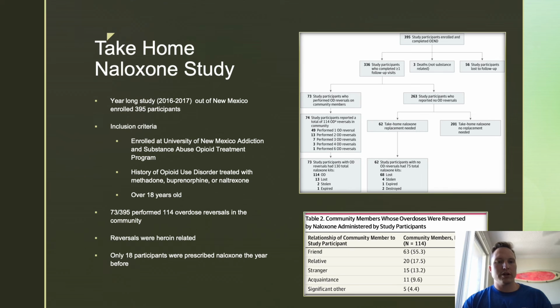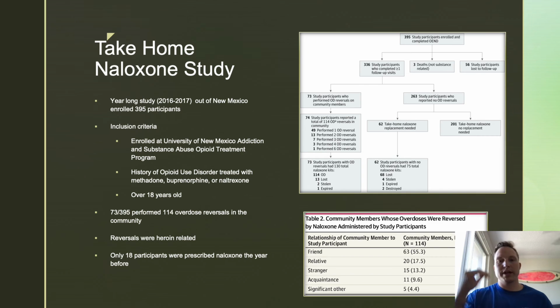So here's another take-home naloxone study. This was done in 2016 through 2017 in New Mexico. They had 395 participants, all with a history of opioid use, and they trained them on what naloxone is, how to use it, how to administer it, all that stuff. And what they found is throughout this year-long study, they had 114 overdose reversals in the community from these participants, and the majority of them were reversals from heroin.